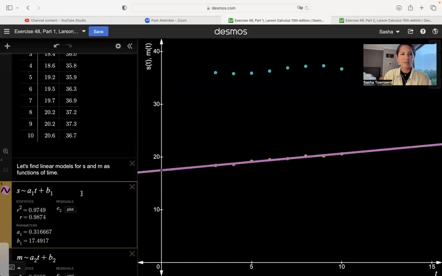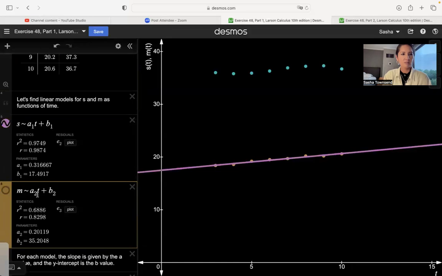Then we can find a line that fits through those points. Desmos.com is doing most of the work on that. We just say, I want a linear model, so I want S to be a function of t, a constant times t plus a constant, and then Desmos finds those constants for us. And we want the same thing for M.